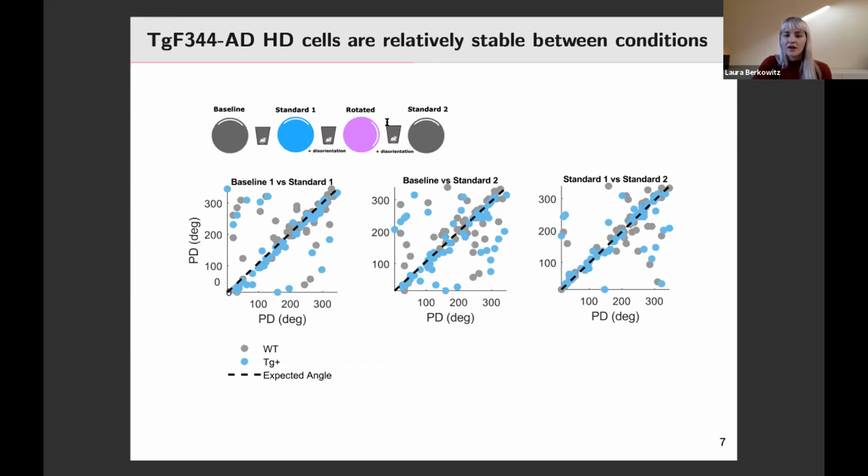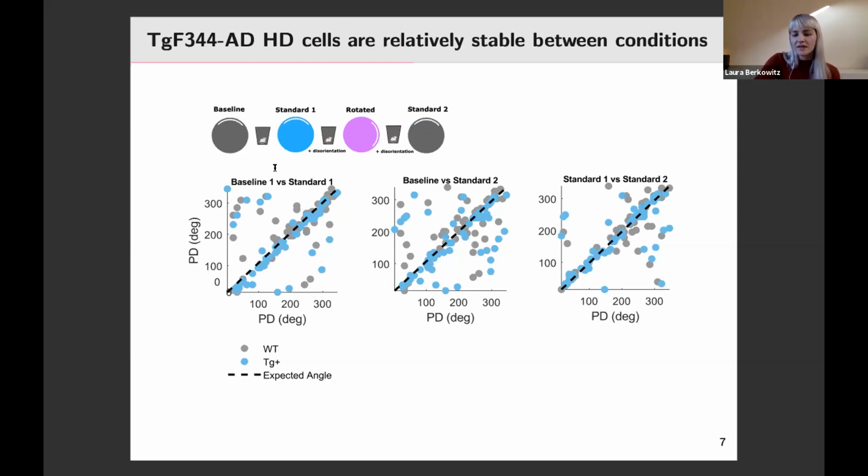And so given that the cue card is in the same orientation within these conditions, you would expect that the preferred directions would be the same within each environment, and it would align along this diagonal. And so indeed, we do see that there is some variance the further in time you compare, such as with baseline and standard 2, but overall, there's no difference in preferred direction tuning across similar environments.